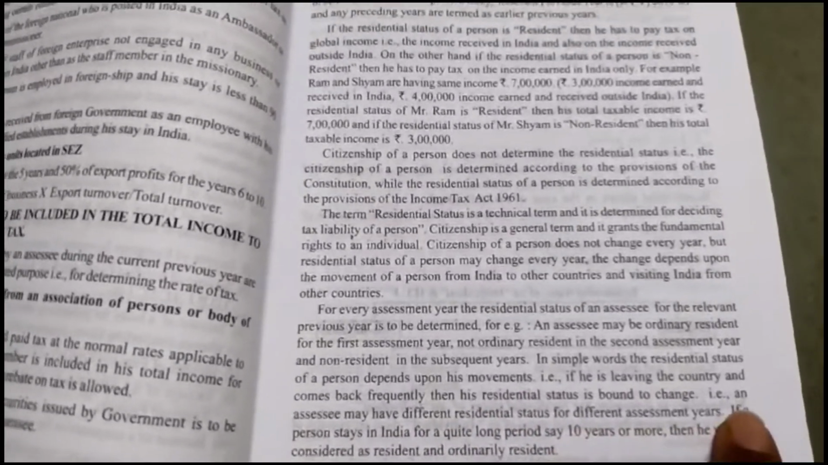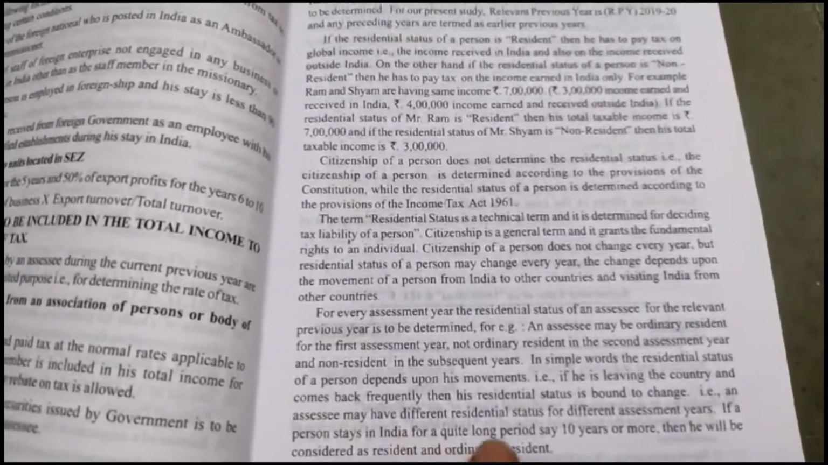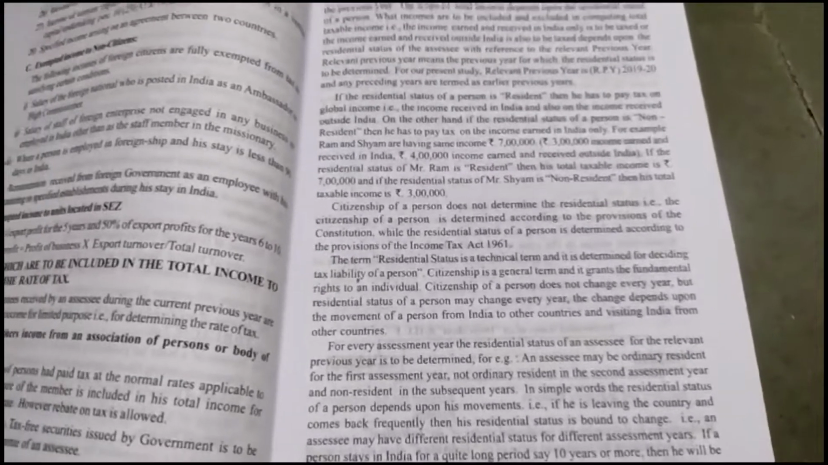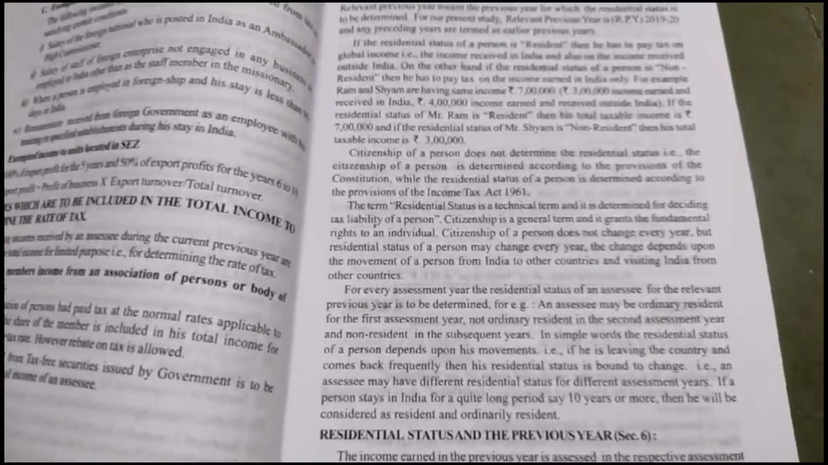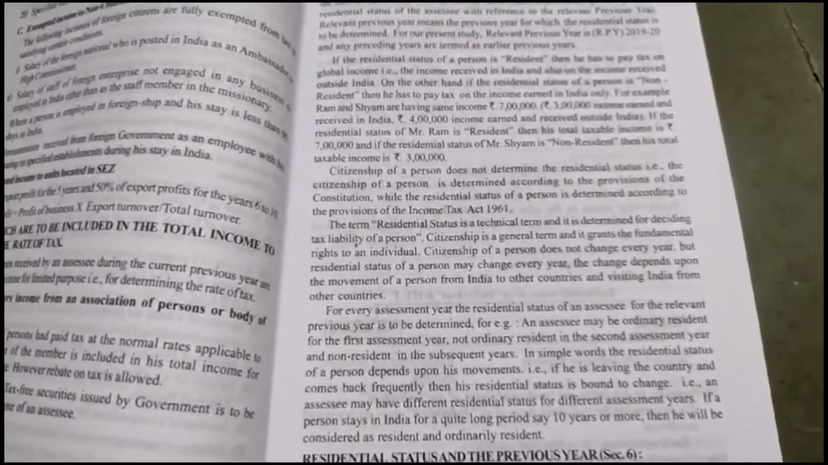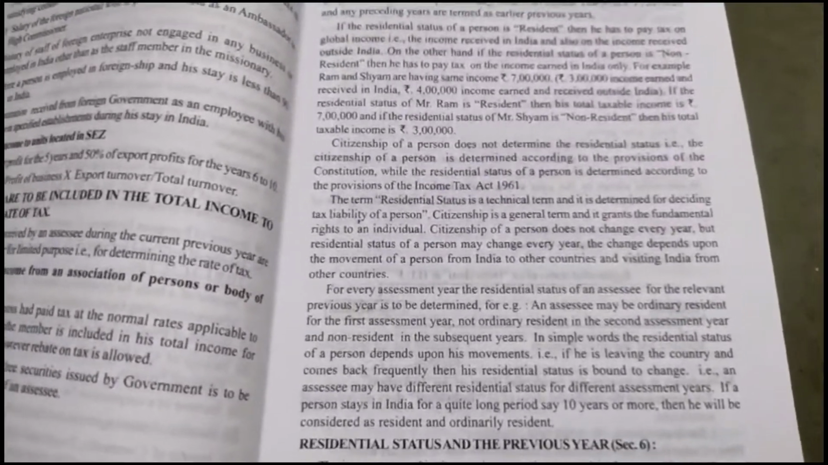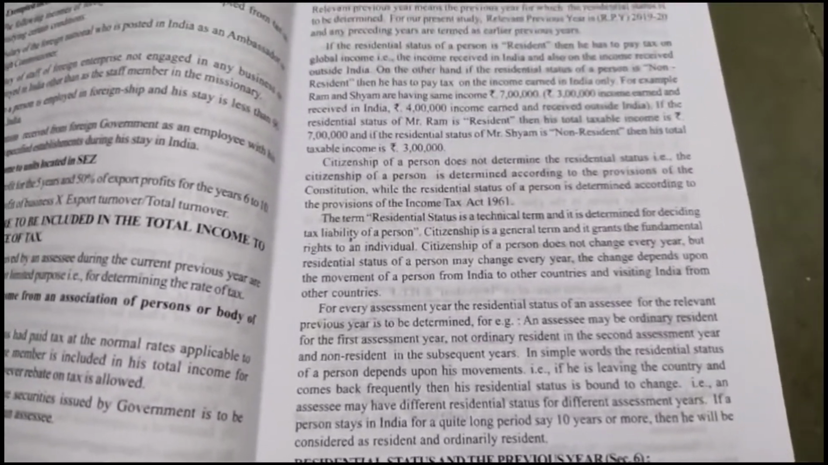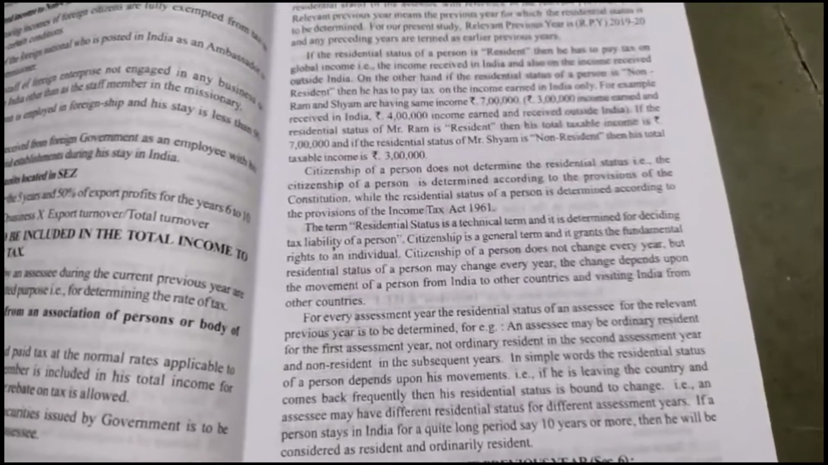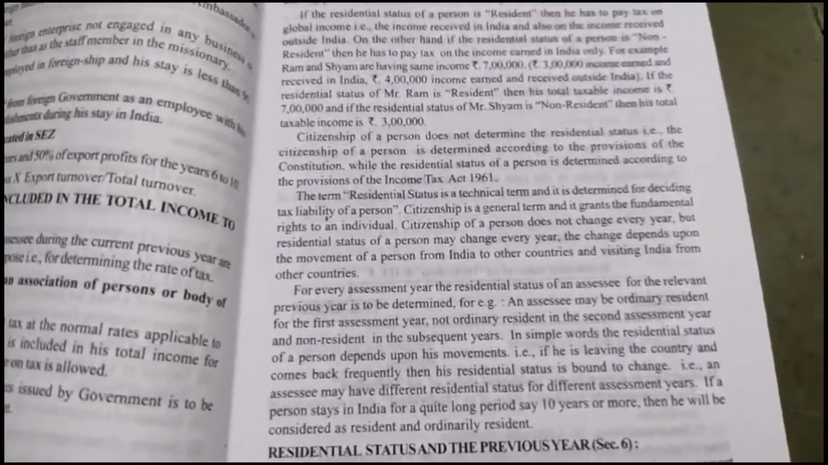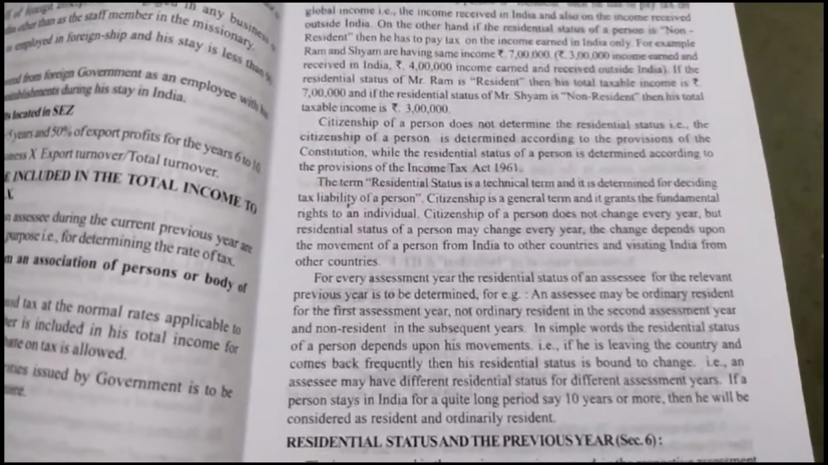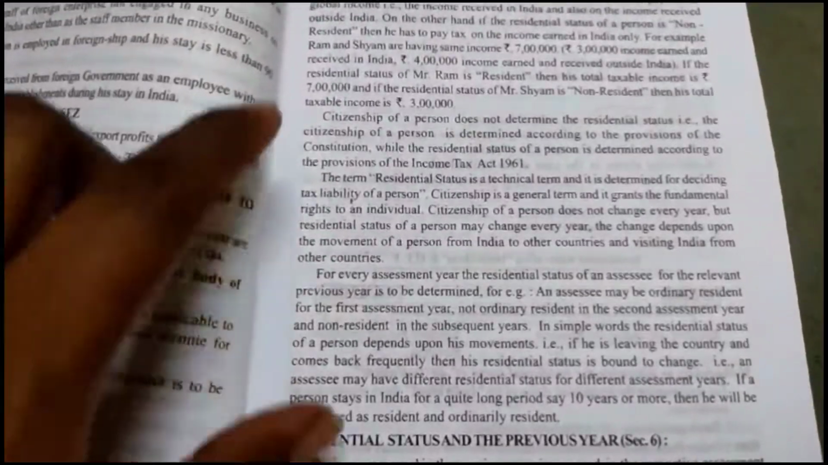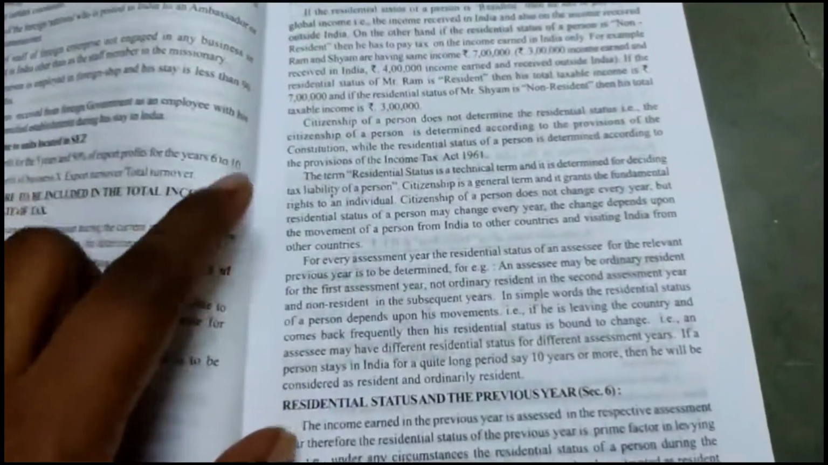See, if a person stays in India for quite a long period, continuously, suppose he is staying in India for 10 years, then that person is considered as a resident and ordinarily resident. Those 10 years, continuous 10 years, he is not going anywhere. He is staying only in India, then that person is called a resident and non-resident. Okay, that is a point. That is the introduction in case of residential status.